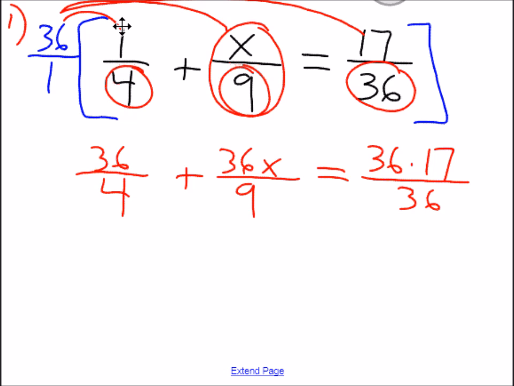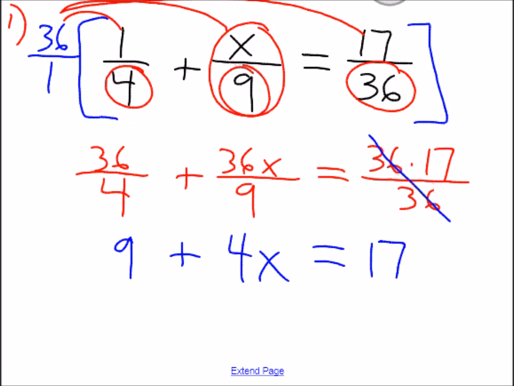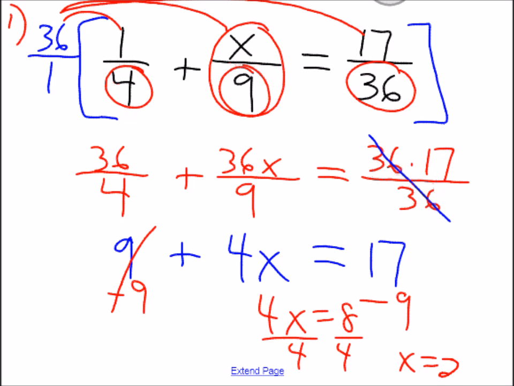Now our third step is going to be divide. So out of my first fraction here, 36 divided by 4 is 9. For my next fraction, 36x divided by 9 is 4x. And finally here, the reason why I wrote this as 36 times 17 is because the 36s actually cancel, and we're just left with 17. So now we have a beautiful two-step equation left that's very simple for us to solve. Subtract 9, rewrite the problem, 4x equals 8, divide by 4, so you get an answer of x equals 2.